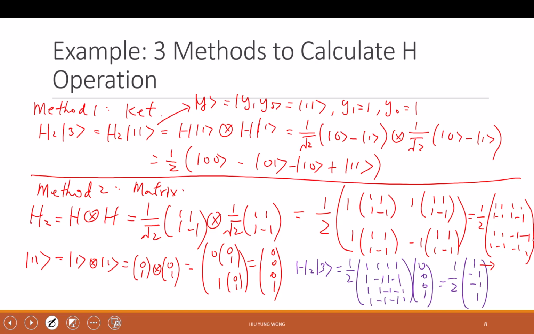What basis does this represent? 0, 0. This one, 0, 1. This one, 1, 0. This one, 1, 1. And the result is 1, negative 1, negative 1, 1. Everything is correct, right? So this is the cat method, and that is the matrix method. Okay?